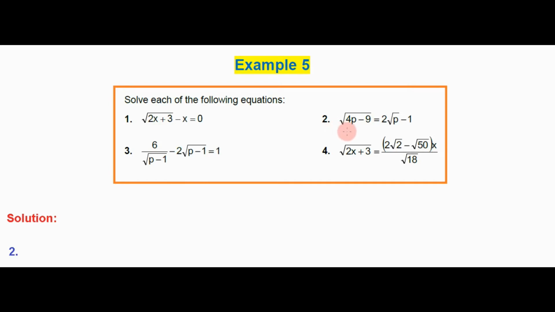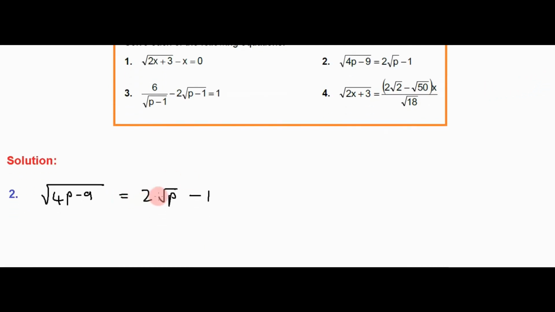So in number 2, we have a surd on both sides of the equation. So we have the square root of 4p minus 9 equals twice the square root of p minus 1. We could bring the surd on the right-hand side also to the left-hand side, but it's going to make it a little bit more complicated. So we start off by squaring both sides.